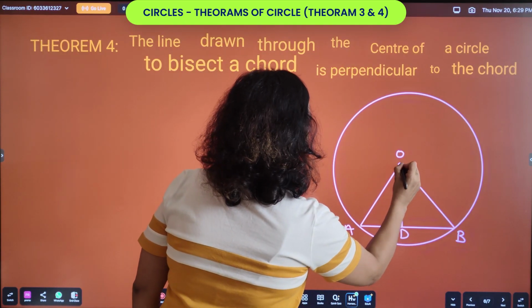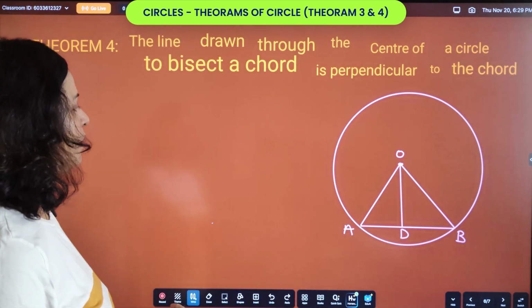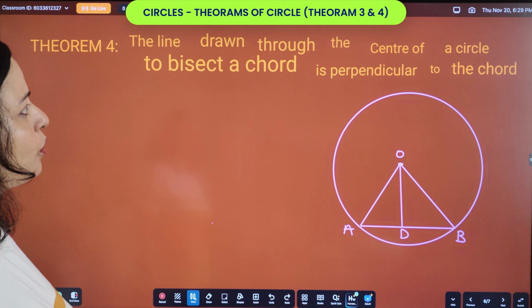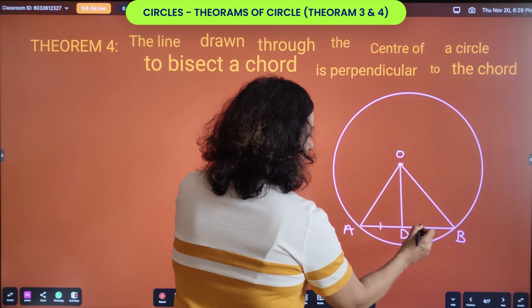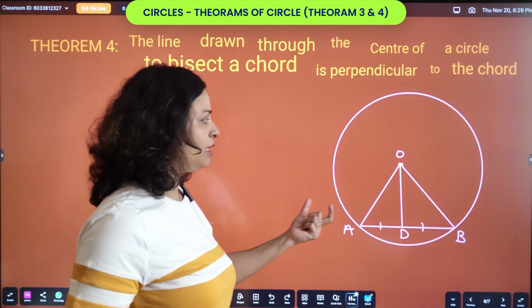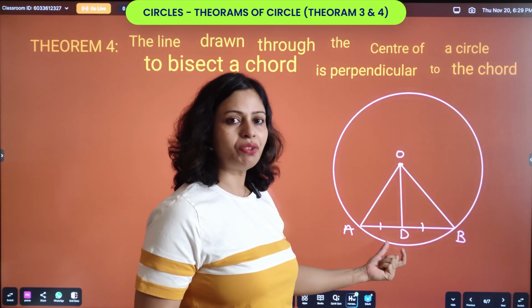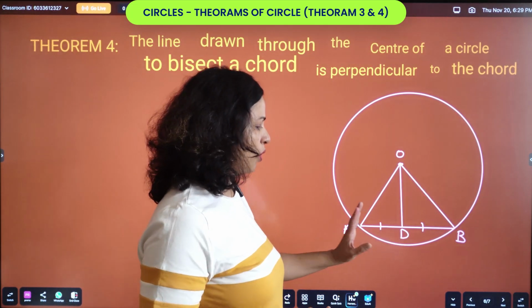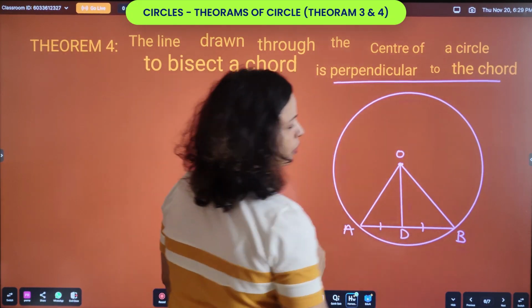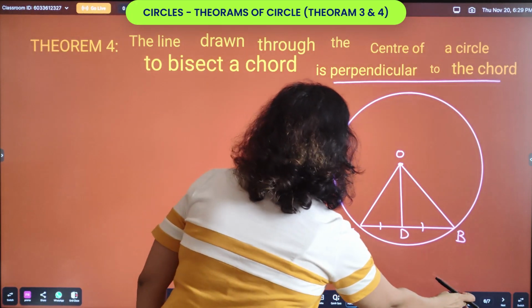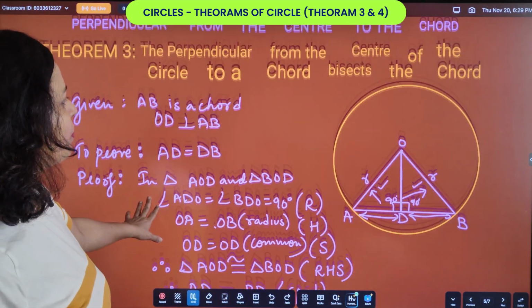So what does the theorem say here? It says that a line drawn through the center of the circle bisects a chord. So here it is given that AD is equal to DB, because it's telling that the line which is coming from the center of the circle bisects the chord, that is AD is equal to DB. You have to prove it is perpendicular to the chord. It is just the converse of the previous theorem.